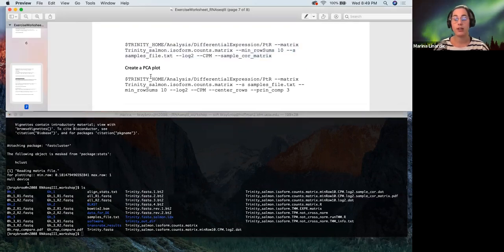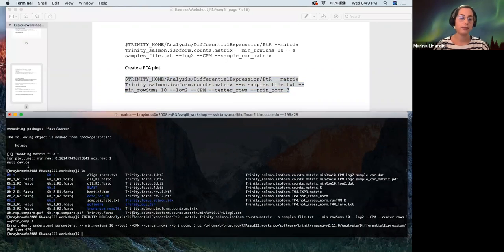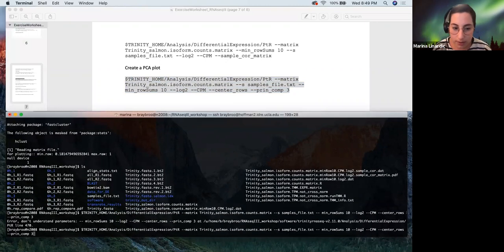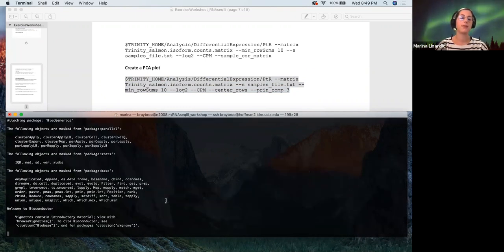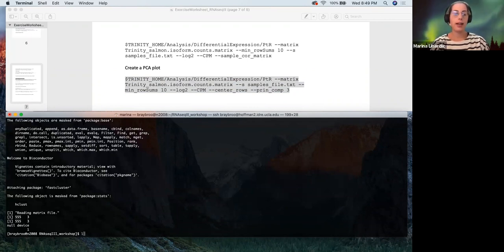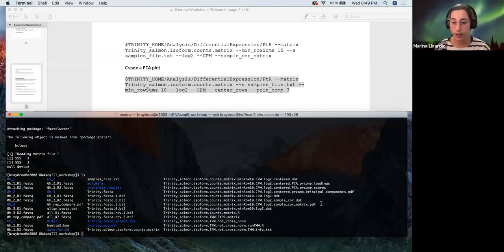And then the third thing we can do is create a PCA plot. Again, as I mentioned in the presentation, we are going to do 3 principal components, but you can change this number to anything you want. It needs to be at least 2 or more. Copy, paste. Yeah, here, min row sums. Boom. Okay, ls, and now we should have some more files, including another PDF called PR-comp principal components right here.